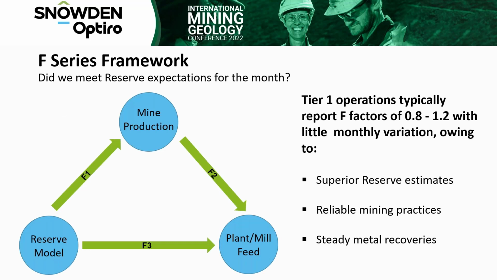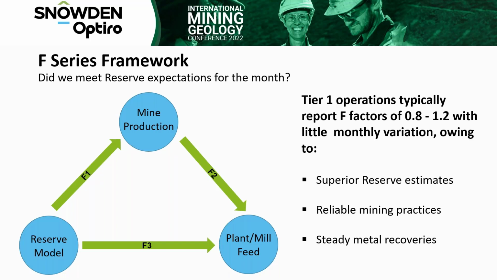This is the diagram I was talking about. So this to me makes sense, and I hope it does to everybody else as well. And if it's one thing that you take away from today, it's this diagram, with the R series embedded in it. The F series framework is really asking the question, did we meet reserve expectations for the month?